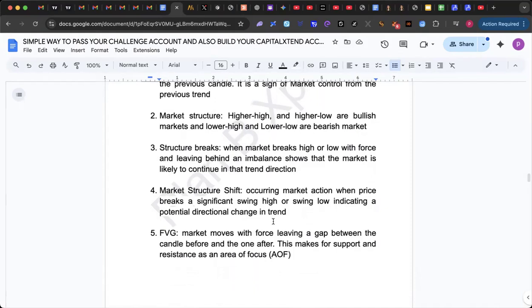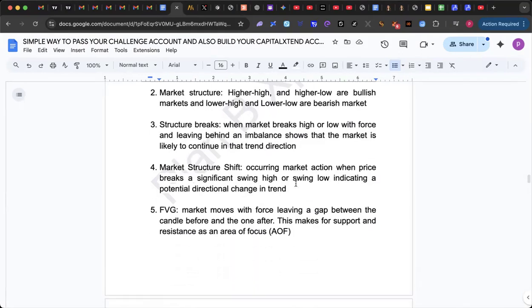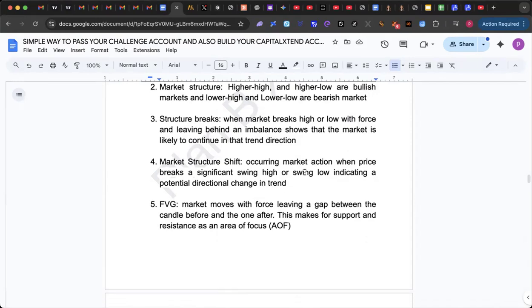Market structure: higher high and higher low are a bullish market, and lower high and lower low are a bearish market, meaning structural change. Structure breaks: when the market breaks a previous high or previous low with force and leaves behind an imbalance, it shows that the market is likely going to continue in that trend direction. All you need to do is wait for it to come back to the imbalance it left behind to fill, and then you take an entry. So please take note, it's very important.